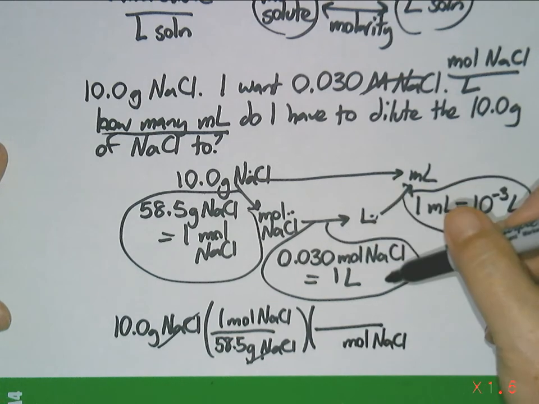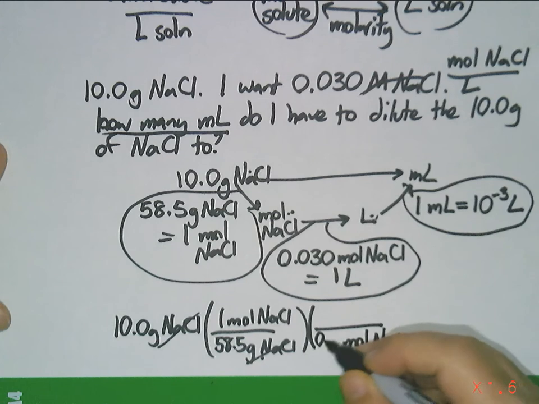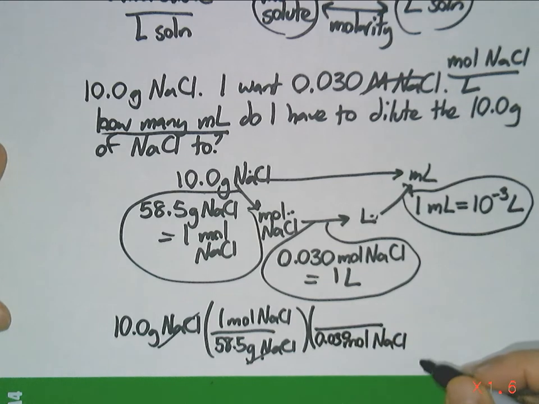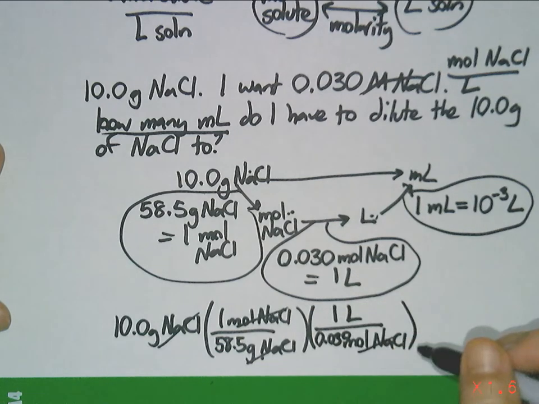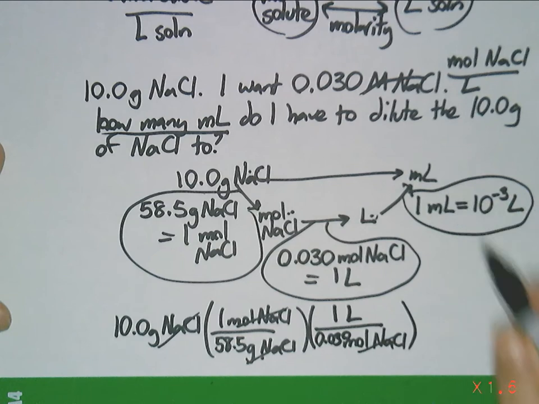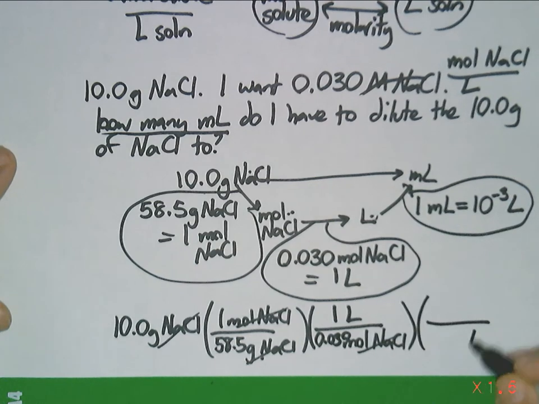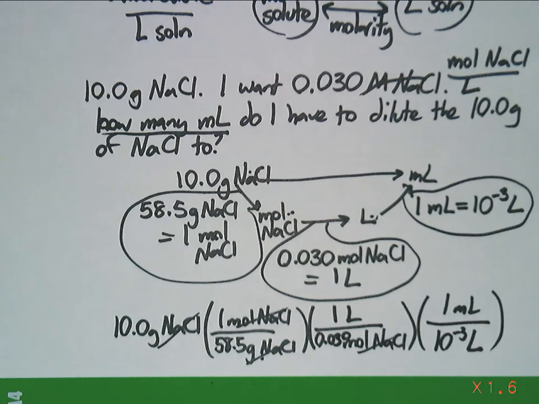If I look at my next link, there's a 0.030 sitting next to that, and there's a 1 liter on top. That'll get rid of the moles of NaCl. I've got liters on top, but I want milliliters in the end, so I know liters has to go in the bottom. 10 to the minus 3 liters is 1 milliliter. So now it's just a matter of doing the math. 10 divided by 58.5 divided by 0.030 divided by 1 EE minus 3 would give you your answer.